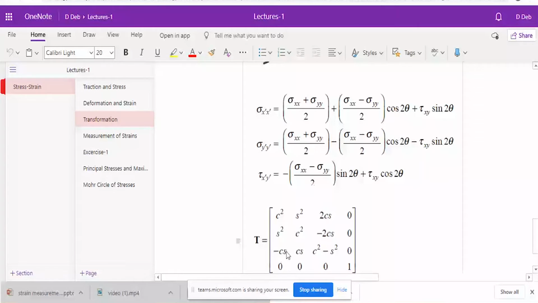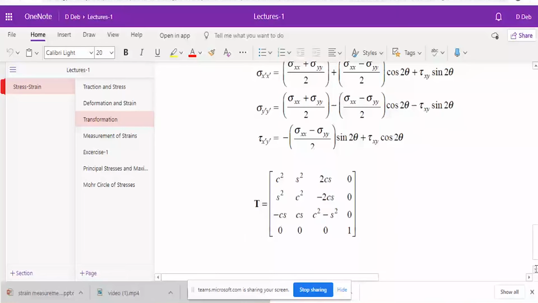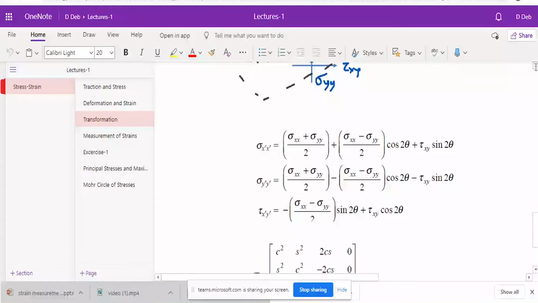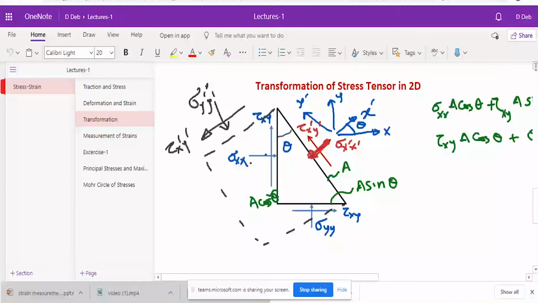Okay. So this is how we do stress transformation from one coordinate system to another coordinate system. Again, do not make that mistake. I have seen repeatedly when a problem is given in the exam, students consider it a vector and just use cos theta and sin theta. Always remember that this is a tensor.